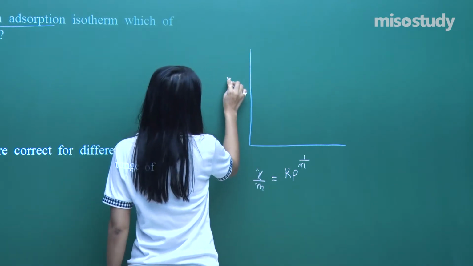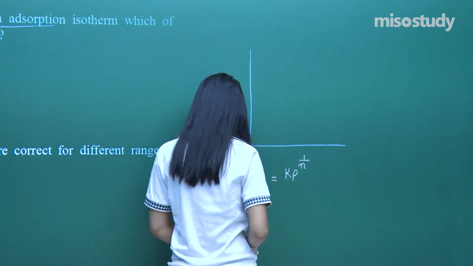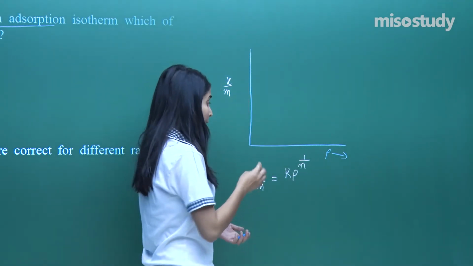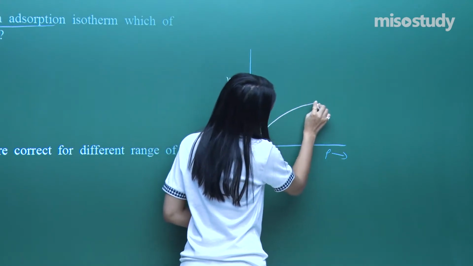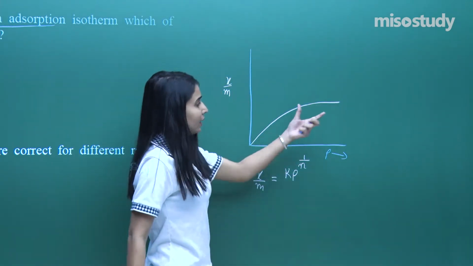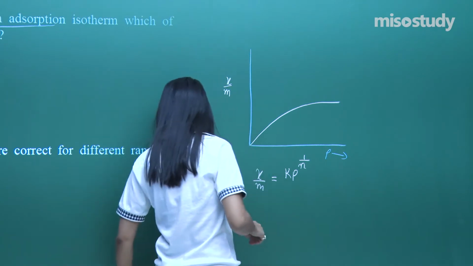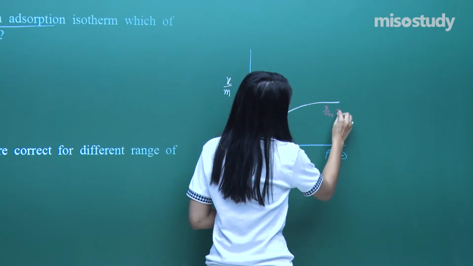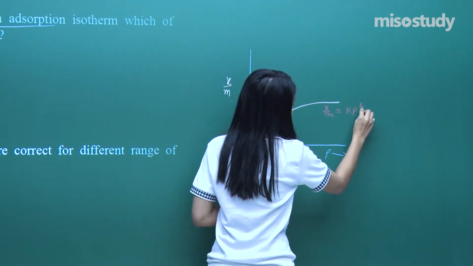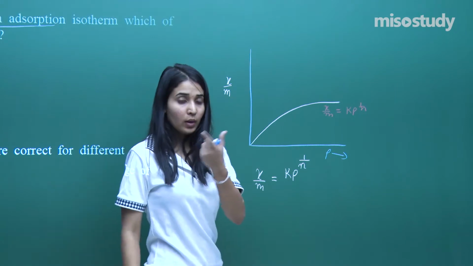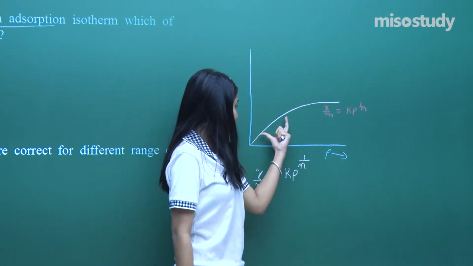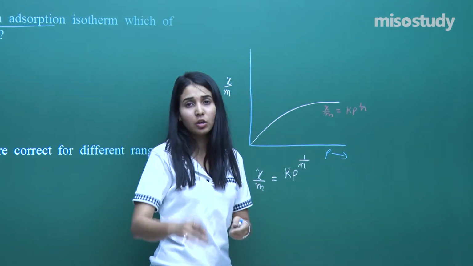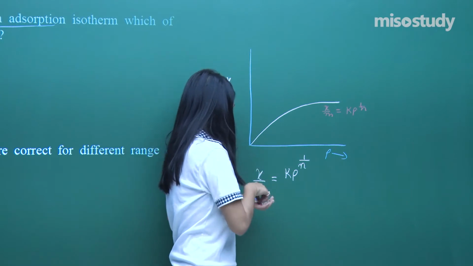So when I draw a graph between x by m versus P, what did I used to get? I used to have a graph something like this, right? And what was it? This used to refer to x by m is equal to K P to the power 1 by n. Now this is the case where simply P to the power 1 by n is applicable, a fractional power. What if I get a straight line?